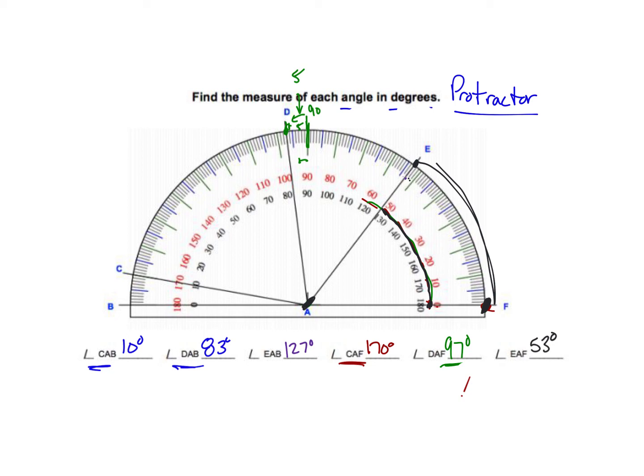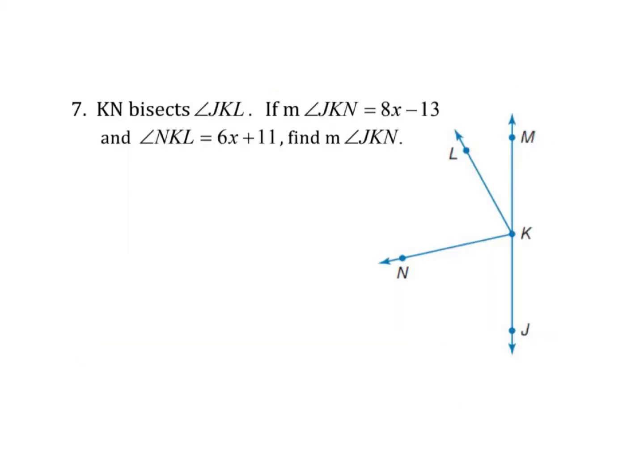So a couple things to note. One is, should my angle be bigger than 90 degrees or less than 90 degrees? That should help me out in figuring out how big my angle is. And then I'm just using these little tick marks to help me measure.